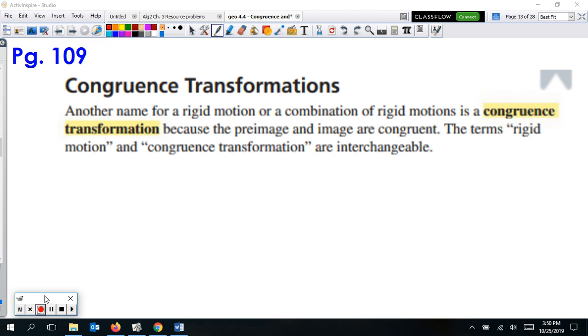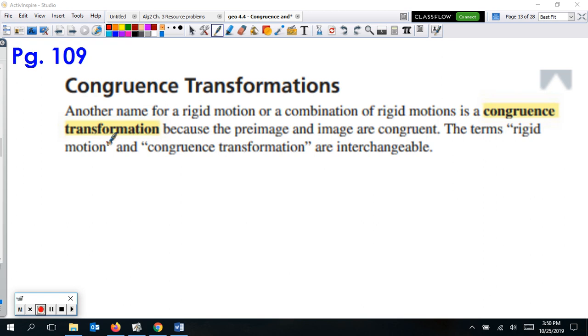Okay, so back on page 109, another vocabulary word here is congruence transformation. Just another name for rigid motion or a combination of rigid motions is a congruence transformation. So if we're only going to use the three rigid motions, the translation, the reflection, and the rotation, if that's all we're going to use, there's just those three, then we're going to be doing a congruence transformation.